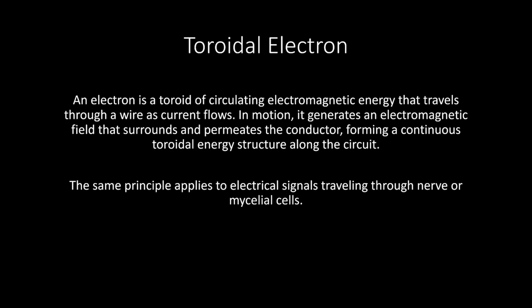The toroidal electron. An electron is a toroid of circulating electromagnetic energy that travels through a wire as current flows. In motion, it generates an electromagnetic field that surrounds and permeates the conductor, forming a continuous toroidal energy structure along the circuit. The same principle applies to electrical signals traveling through nerve or mycelial cells.